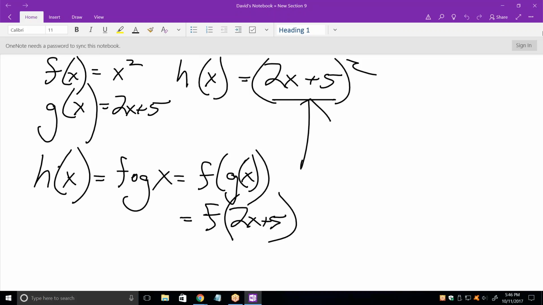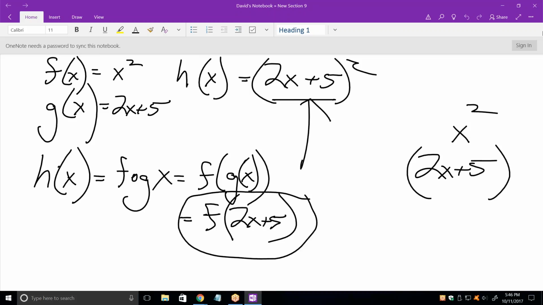Here, they're giving you the composite function and they want you to go backwards. Well, it's pretty easy for me to see that this is something squared. So I figure one of the equations is x squared and the other one is 2x plus 5. That's all I have to do, figure out which is which. Clearly this combination works. If I plug that in there, I get h of x, I get 2x plus 5 squared. You see that? I do.